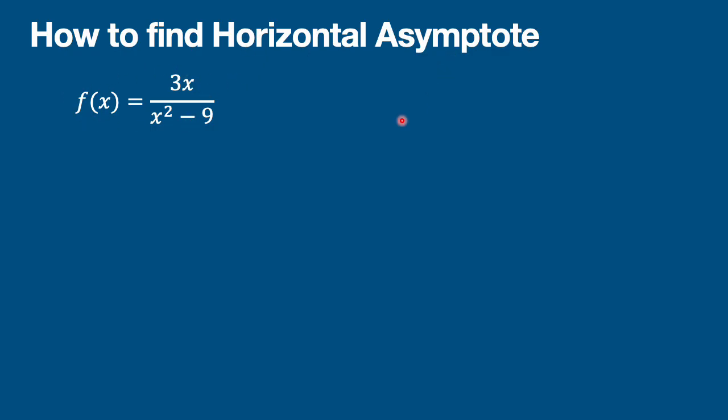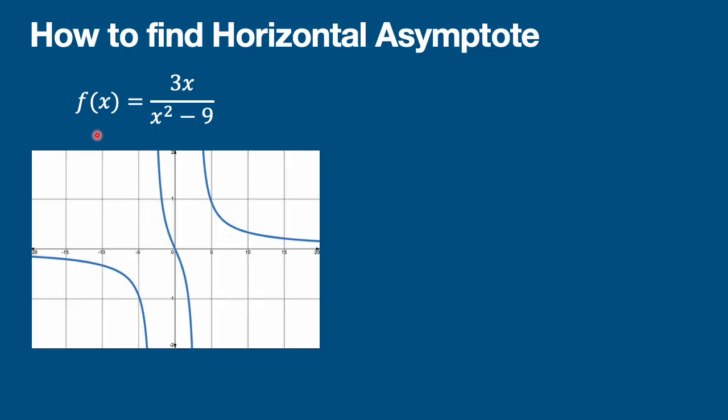Okay, let's do this one, guys. This one is the graph of f of x. The horizontal asymptote line is this one. What is the name of this equation? Y equals 0, right? So how are we going to find the horizontal asymptote line from the form of the equation?